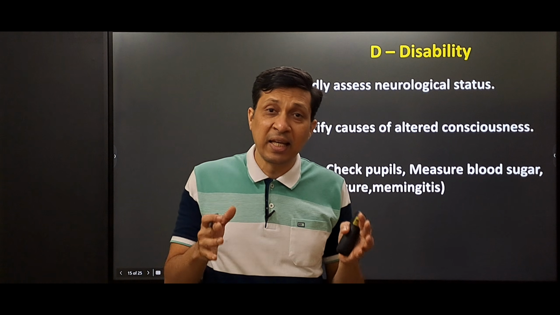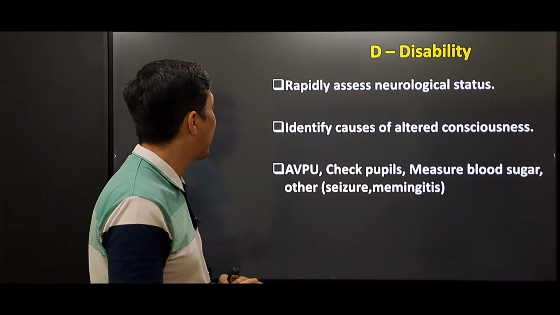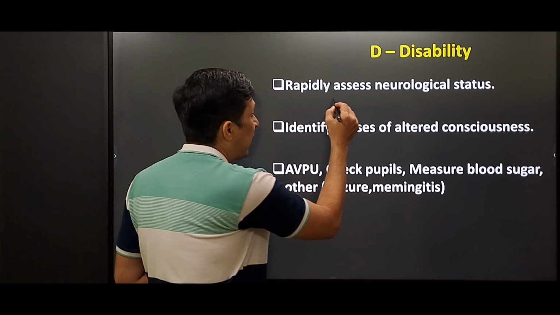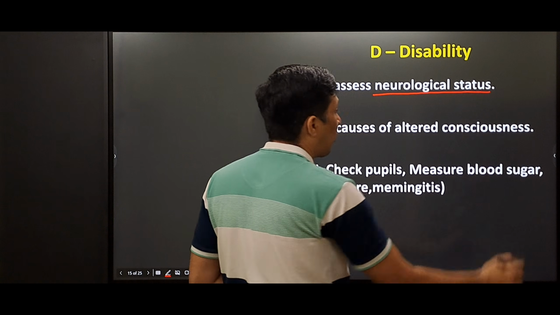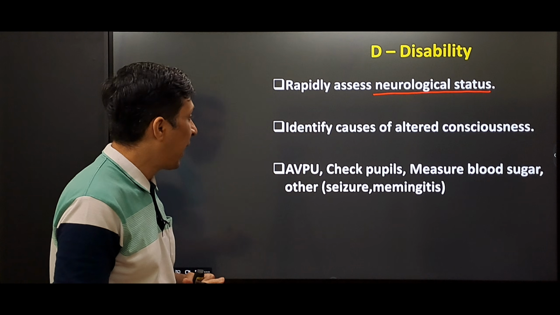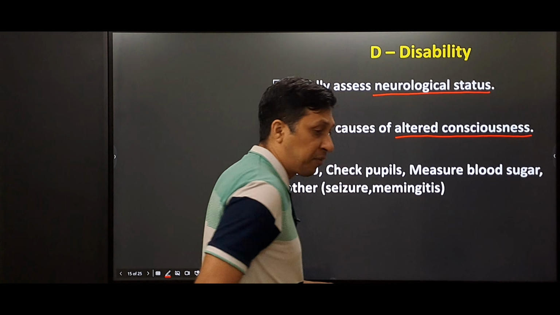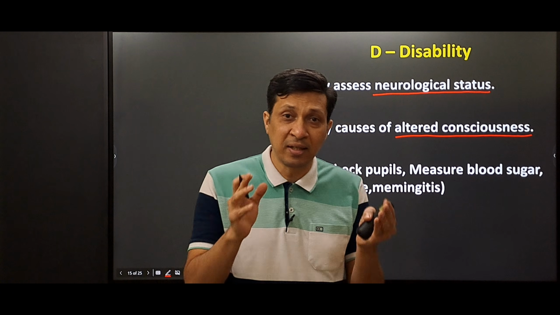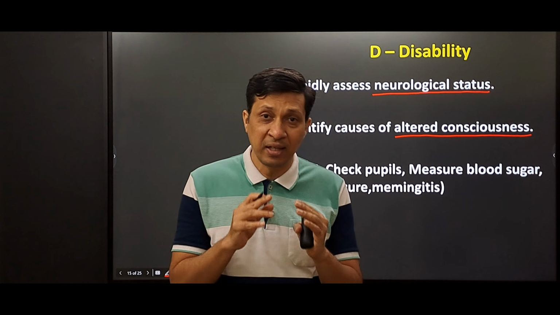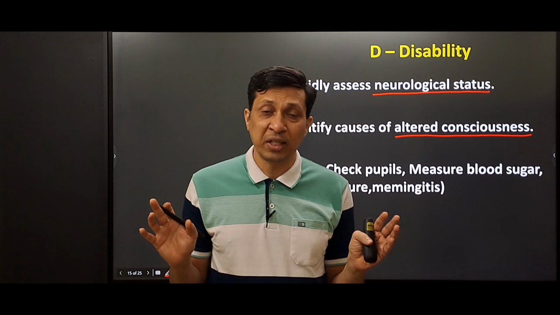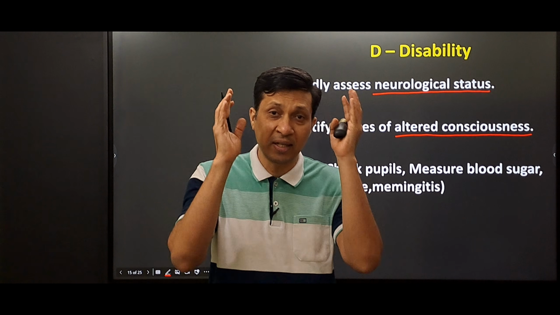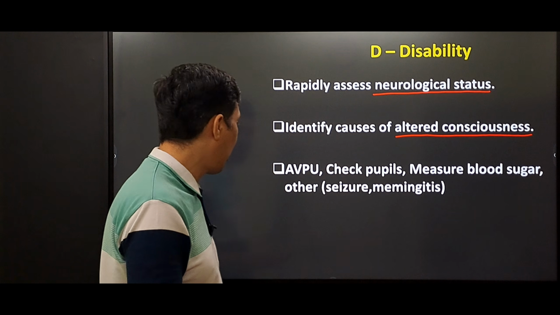Now the fourth thing on our list is disability. What is our goal here? Our goal is to rapidly assess the neurological status and identify the causes of altered consciousness. After we ensure that the oxygen is properly being delivered to all the tissues, then we have to see if the patient's brain is working properly or not.